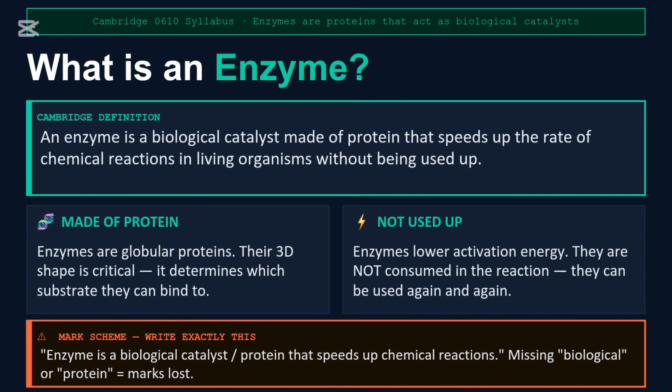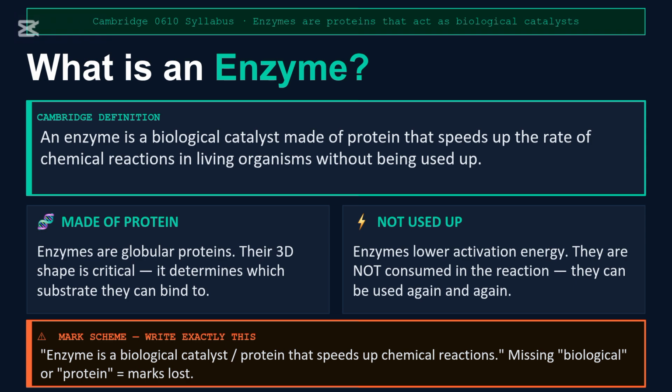First, the definition. And this one you must get exactly right. An enzyme is a biological catalyst made of protein that speeds up the rate of chemical reaction in living organisms without being used up. Say that again with me. Biological catalyst made of protein, speeds up chemical reaction, not used up. Every single word in that definition matters. If you write enzyme speeds up reactions, you lose marks. You must say biological catalyst and you must say protein.